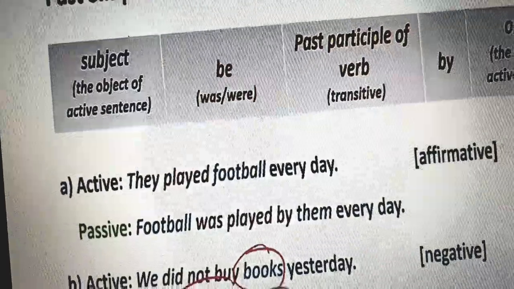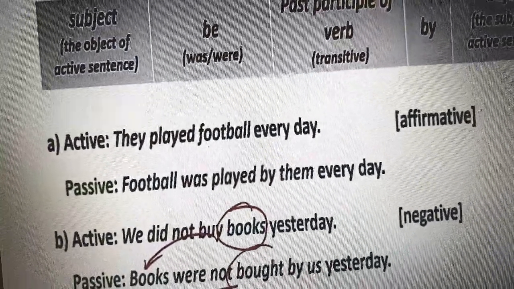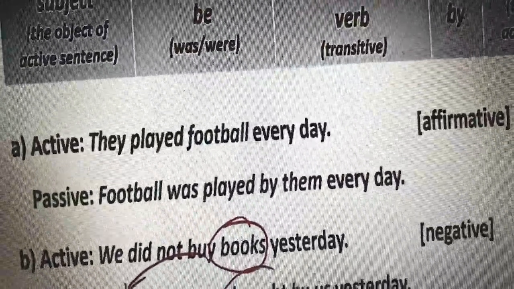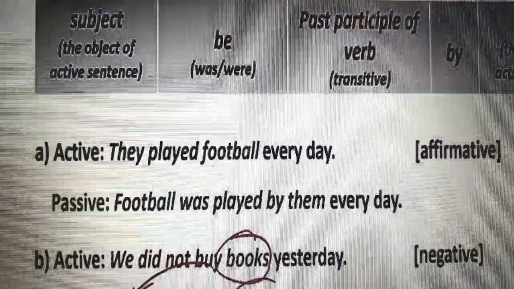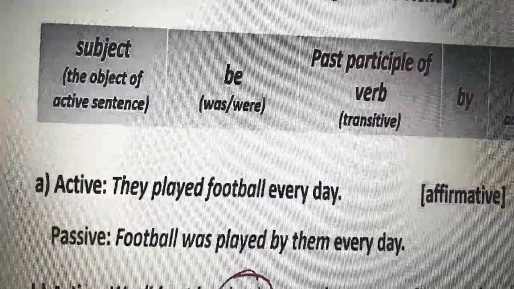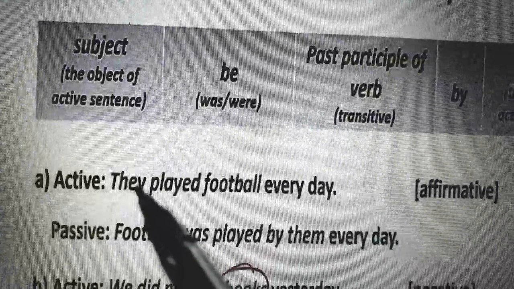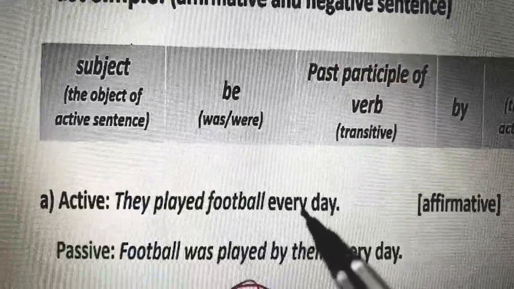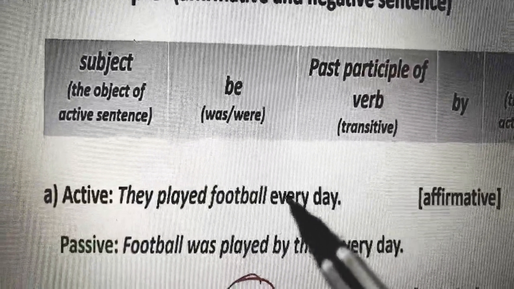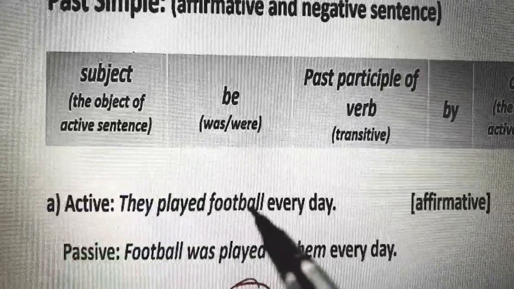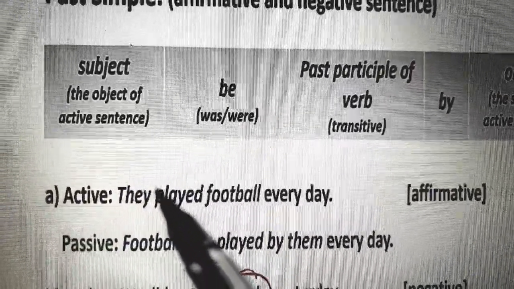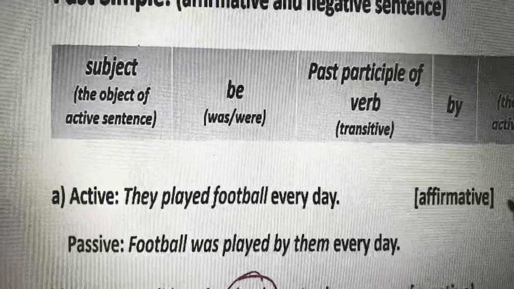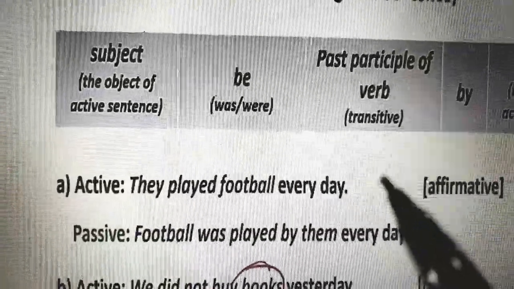Okay, look at this example. This is an active affirmative sentence. They played football every day. Now, as I told you, the first step is to classify the sentence. They, subject; played, verb 2; football, object; and every day, time expression, or we can call it a keyword.